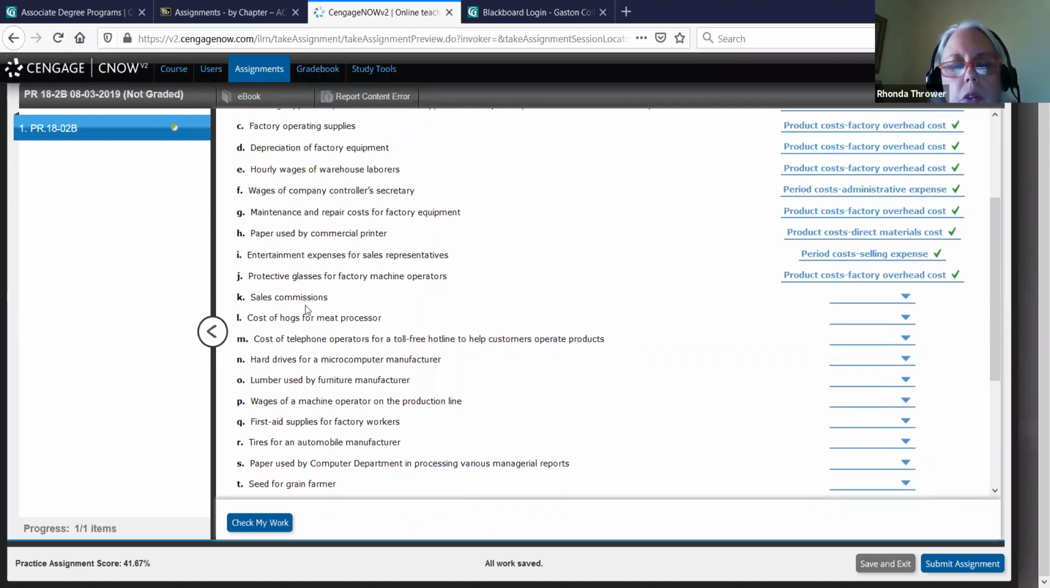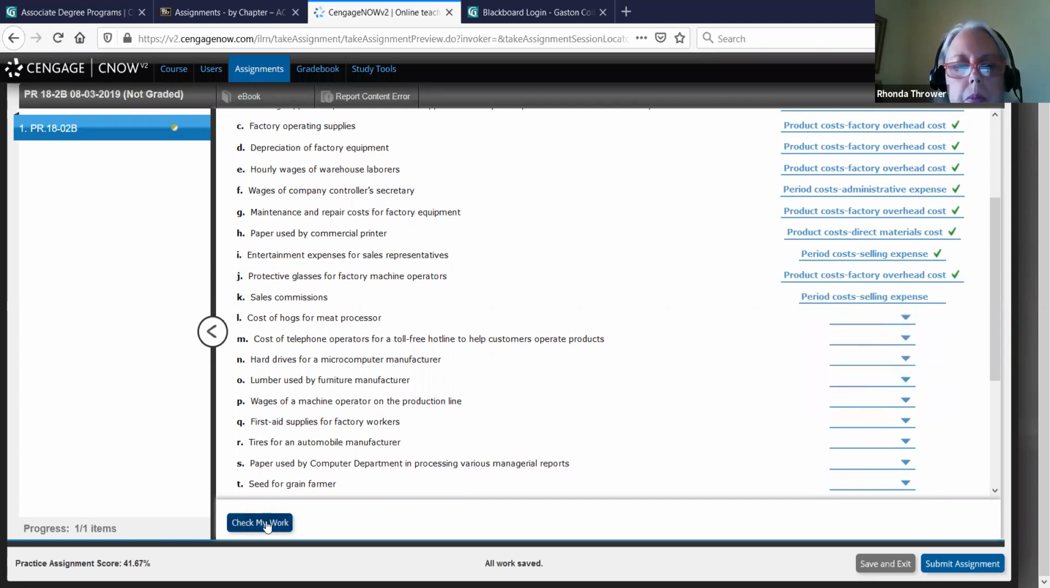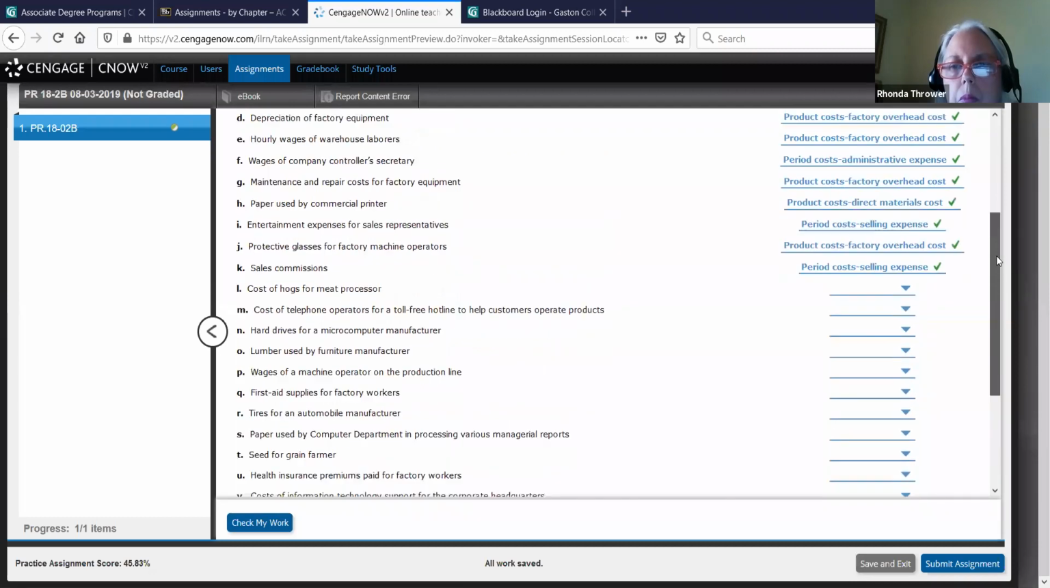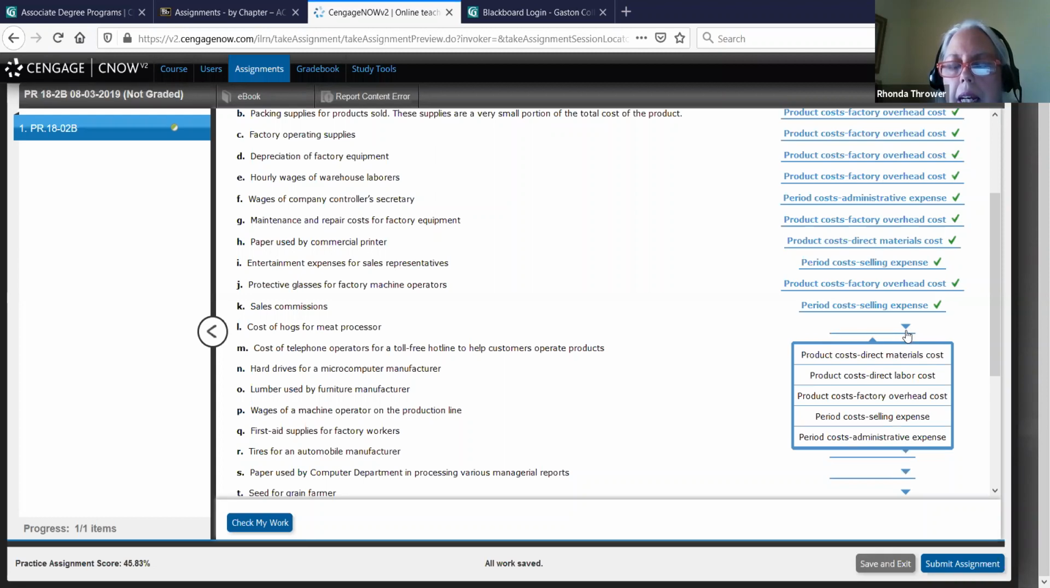Sales commissions are commissions that you pay to your salespersons, and that is considered to be a selling expense, and so that's a type of period cost. The cost of hogs for a meat processor, that's a direct material for a meat processor, so that's a part of factory overhead, and it's a product cost. Excuse me, it's not factory overhead. It is a direct material, but it is a product cost.